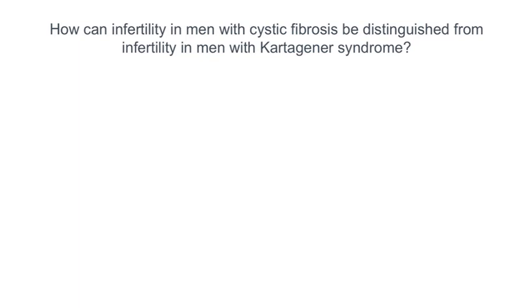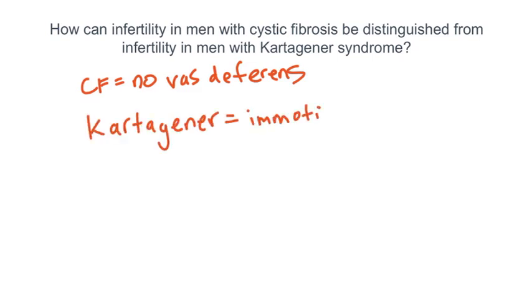How can infertility in men with cystic fibrosis be distinguished from infertility in men with Kartagener syndrome? As we just learned, in cystic fibrosis, the vas deferens is blocked or absent, resulting in azoospermia and infertility. In Kartagener syndrome, the sperm lacks cilia, so they're unable to reach the oocyte. I talk more about Kartagener syndrome in the chapter on cellular biology, so go check that out if you're not familiar with Kartagener syndrome. Because both diseases are genetic conditions that result in respiratory problems, they're often tested together. So be sure to understand the differences between these two conditions. Okay, let's do another question.